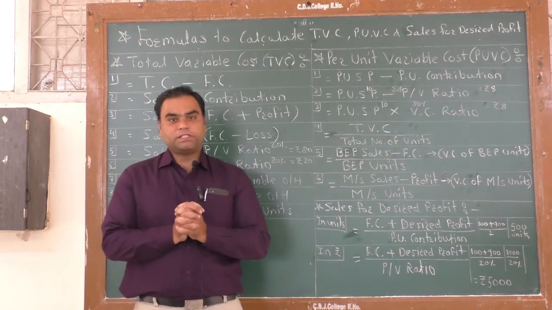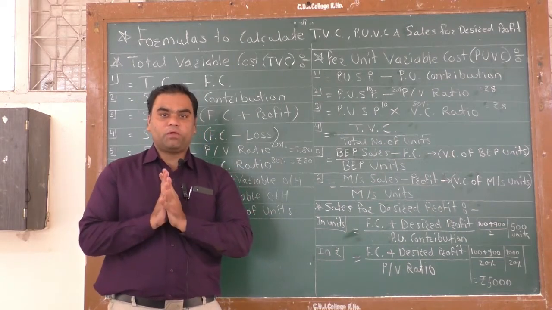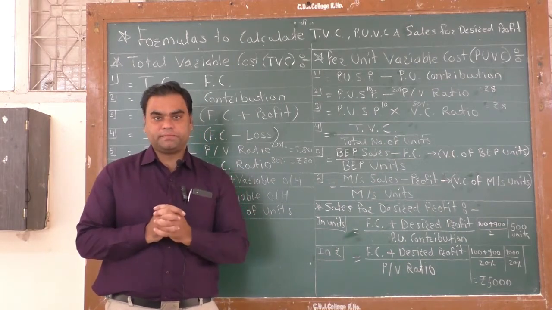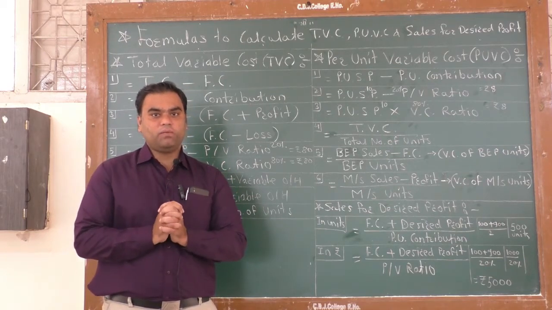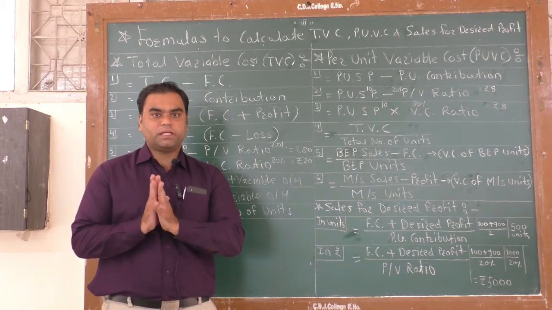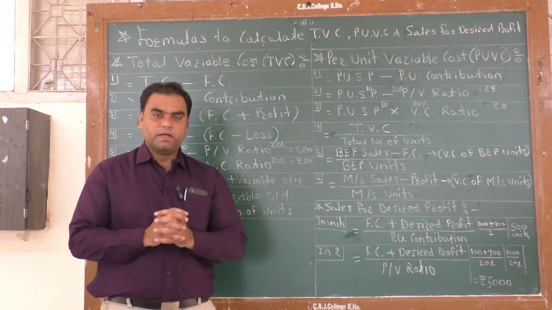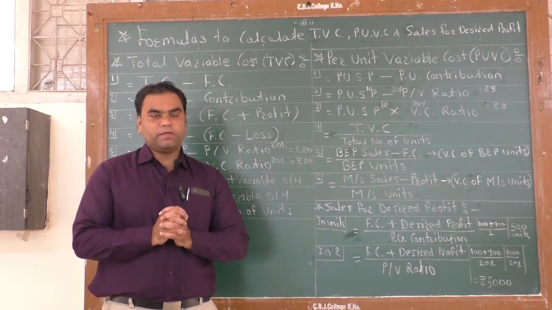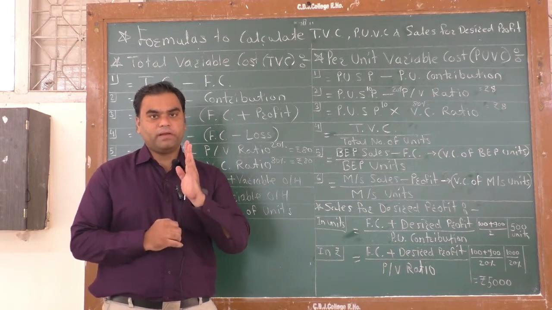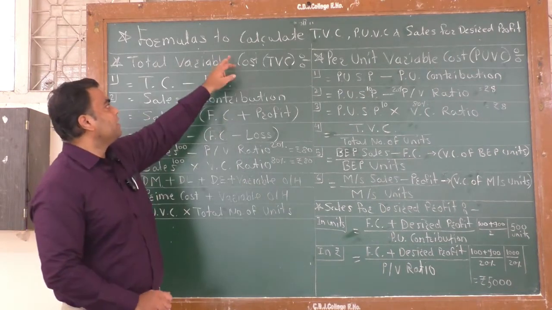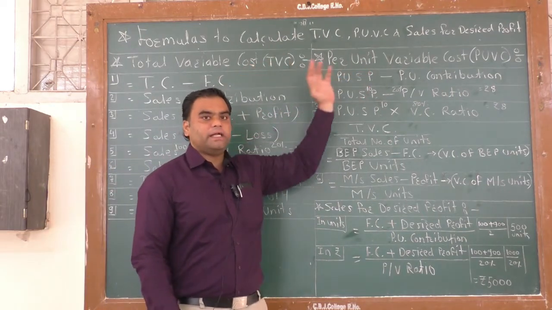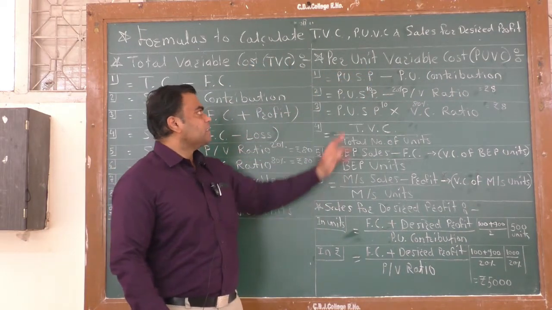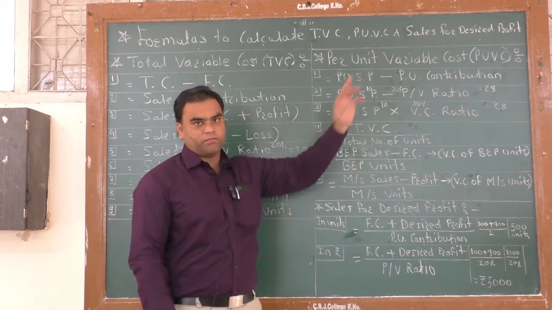Since our last several lectures, we have been discussing various formulas of the marginal costing technique. In our last lecture, we discussed various formulas to calculate contribution and fixed cost. Today in this lecture, we are going to understand various formulas available to calculate total variable cost, per unit variable cost, and some formulas to calculate sales for desired profits.